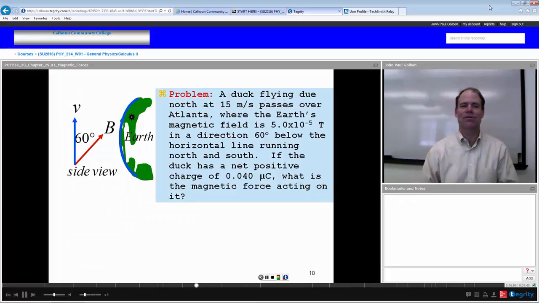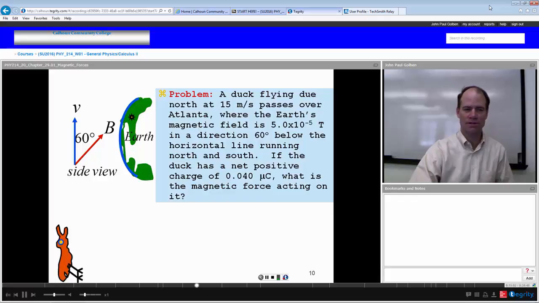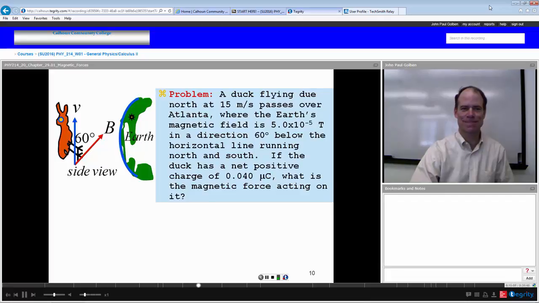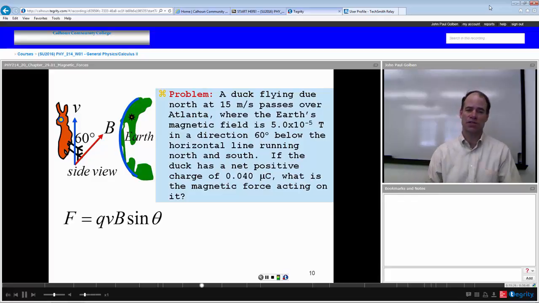So you are a bird flying north. Here's a bird flying north, as best as I can draw it using a cursor. It's a rather sickly bird, sorry to say. But he's flying north, and there's a magnetic field on him, and we want to find the magnitude and direction of this force. Well, the magnitude would be equal to the charge times the velocity times the field times the sine of the angle between those two vectors, the velocity and the magnetic field.